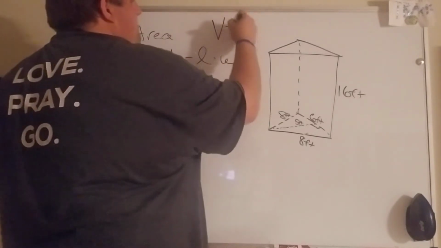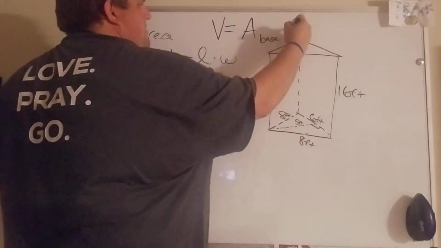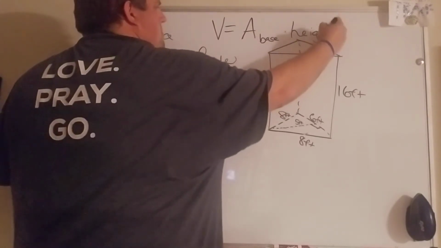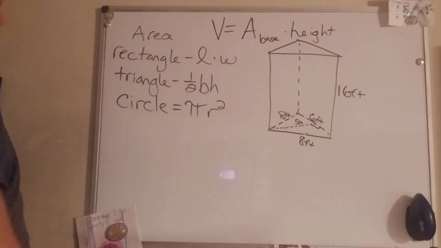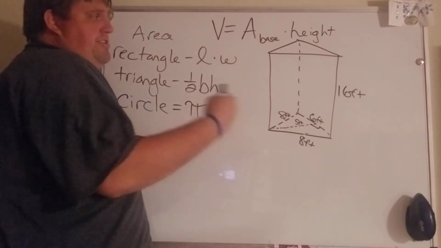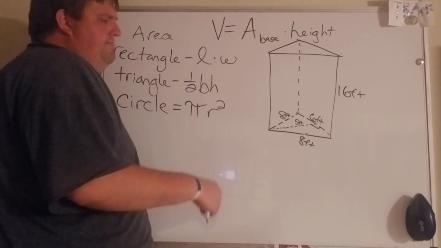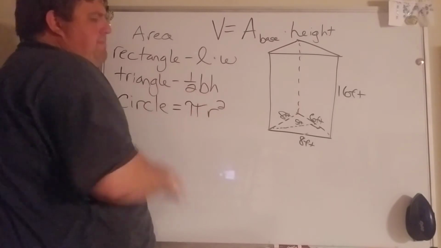So, a lot of measurements that I don't necessarily need. So remember volume, all we need to know is area of the base times height. So the base is a triangle because it's a triangular prism. So I need to look at this triangle and find the area of the triangle. That's 1/2 base times height.